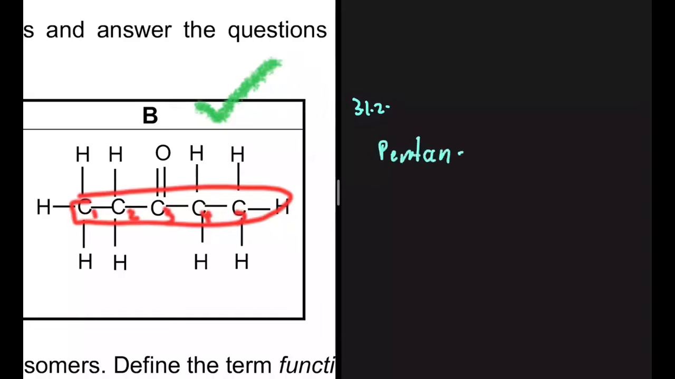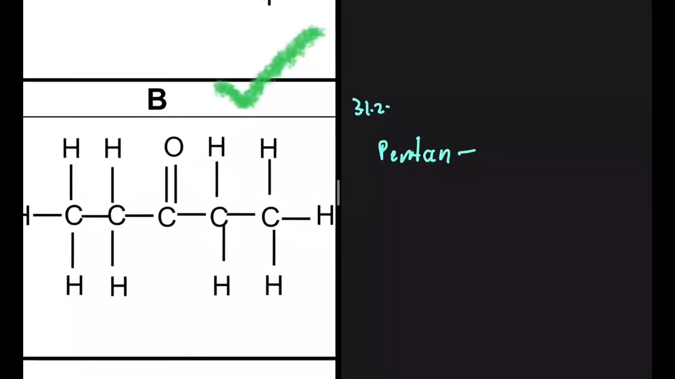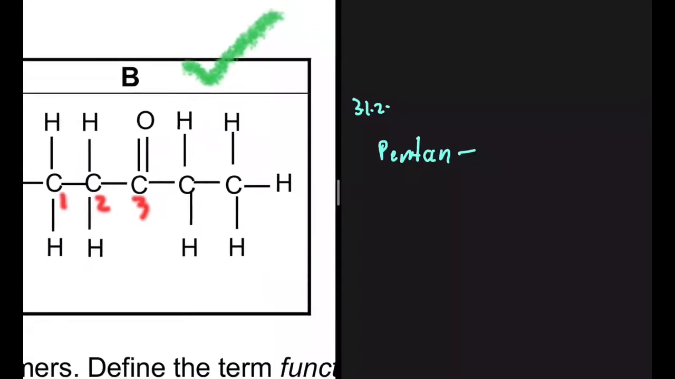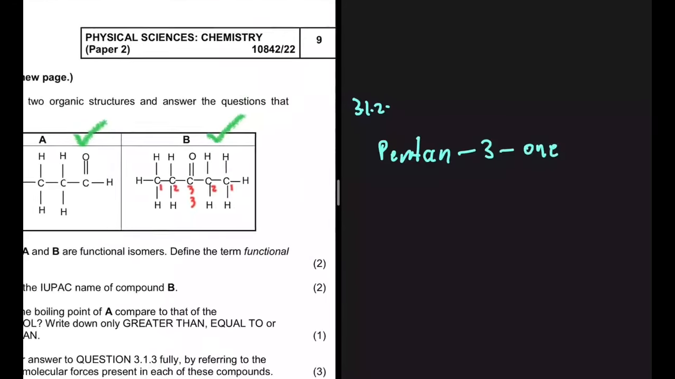We have pentane. Now what we're looking for is the position of the carbon that is bonded to the oxygen. If we start numbering from the left, we're going to have 1, 2, 3. If we start numbering from the right, we're going to have 1, 2, 3. So where we start numbering really doesn't matter. Our functional group is on the third carbon, so we're going to have pentan-3-one. That is the answer to 3.1.2.